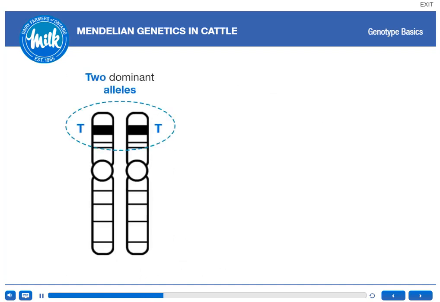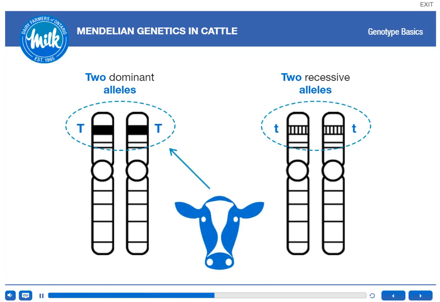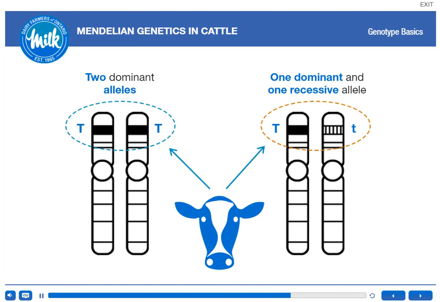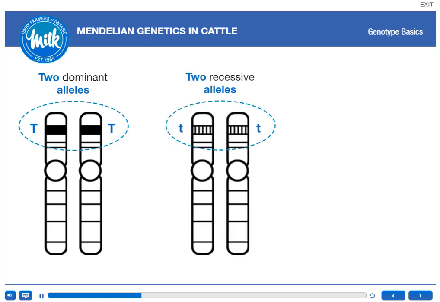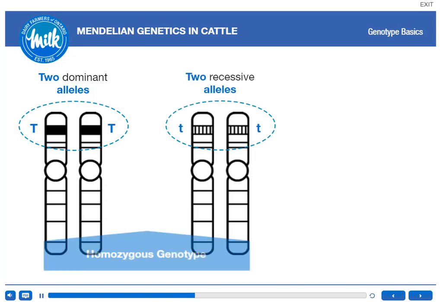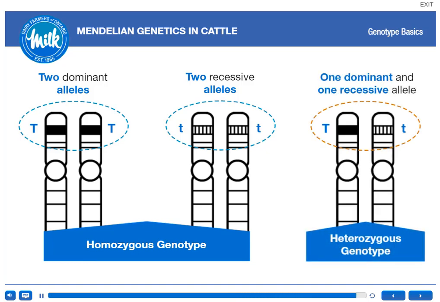In this diagram, T is dominant and t is recessive. A cow with two dominant T's, i.e. TT, or with one dominant T and one recessive t, i.e. Tt, would display the dominant trait because the recessive phenotype, due to the t allele, is masked. Two dominant alleles, i.e. TT, or two recessive alleles, i.e. tt, is called a homozygous genotype. Two different alleles, i.e. Tt, is called a heterozygous genotype.